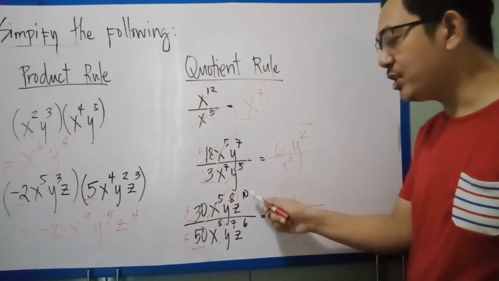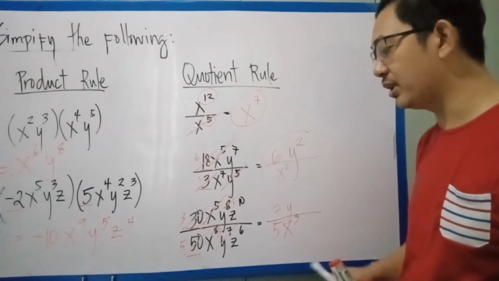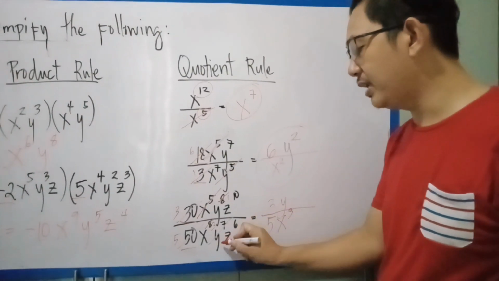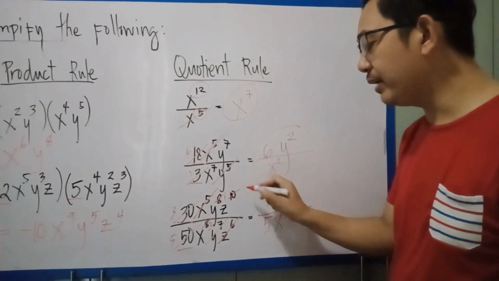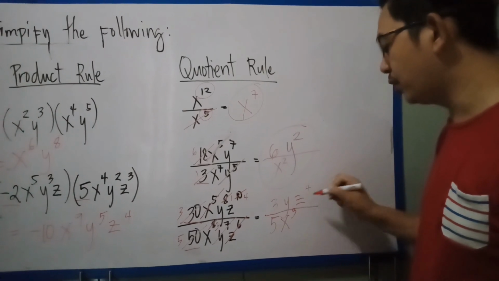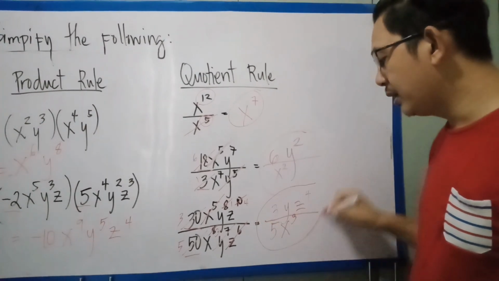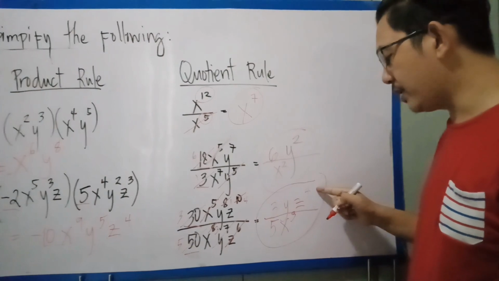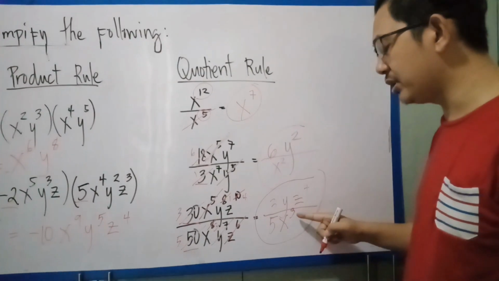And for the z raised to 10 divided by z raised to 6, we know that 10 is bigger than 6. So cancel natin yung z raised to 6. Then 10 minus 6 is 4. So therefore, we have here z raised to 4. So therefore, our answer is 3y z raised to the 4th power over 5x raised to the 3rd power.